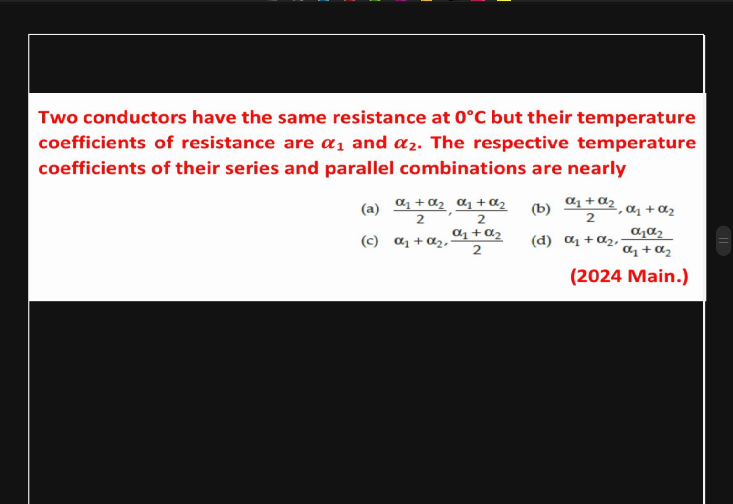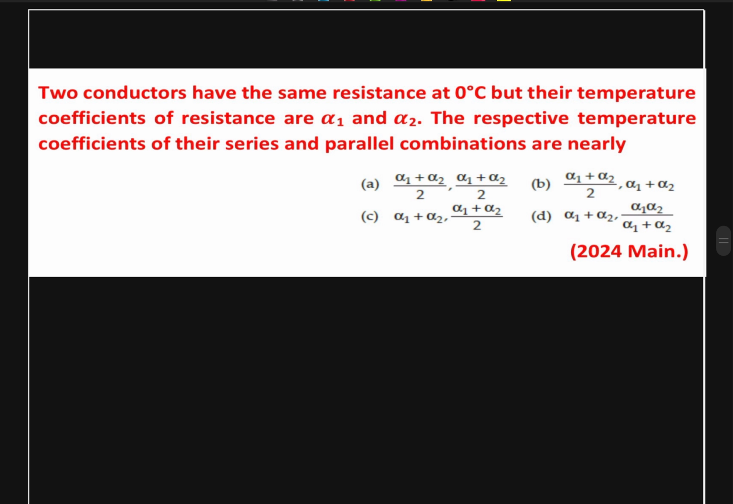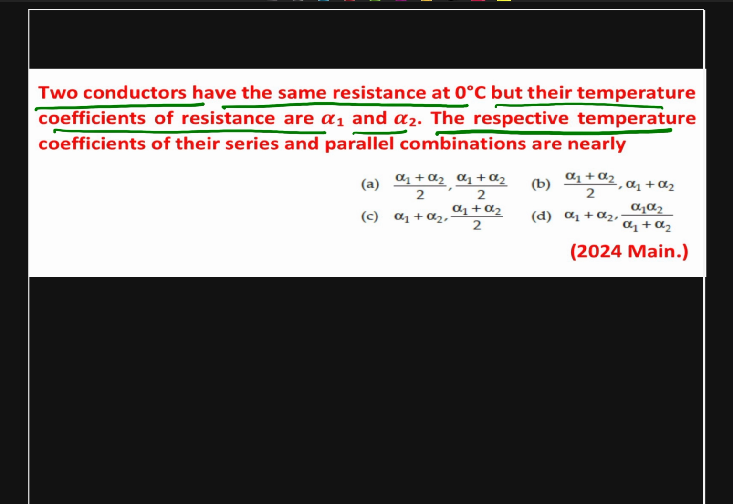It states that two conductors have the same resistance at 0 degree centigrade, but their temperature coefficients of resistance are alpha 1 and alpha 2. The respective temperature coefficients of their series and parallel combination are nearly. So we have two conductors and we have to find out their net temperature coefficient when they are connected in series as well as in parallel.